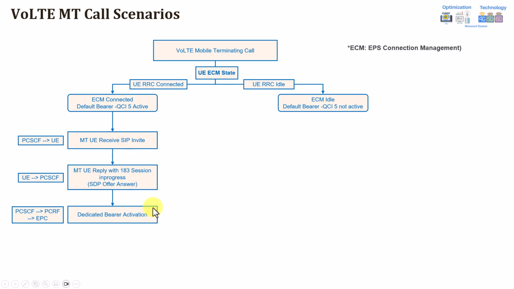So this is straightforward because the user is in active state or connected mode, so he already has the bearer established, so he can directly receive the SIP INVITE. What about if the user is in idle mode?